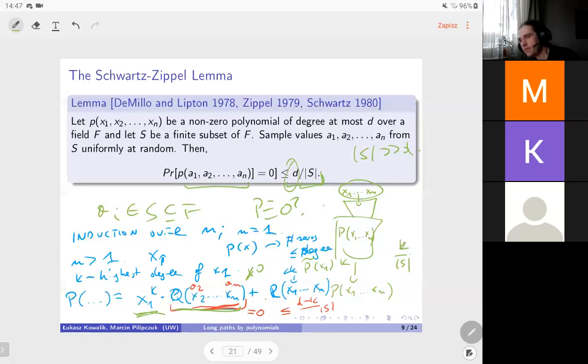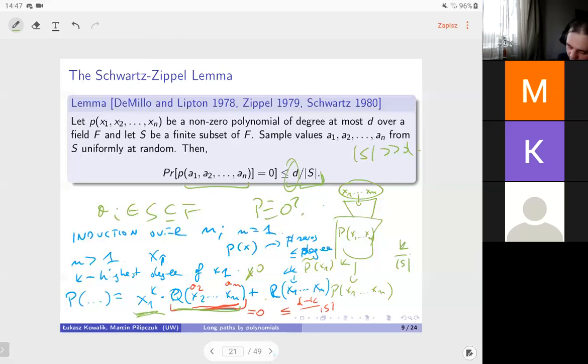You don't need to really understand this proof to understand the rest of this talk, but I wanted to present it just to have a complete picture of what we're doing. This is not very complicated. There's nothing scary or magic inside this lemma, but it says a very natural thing. If you have a complicated polynomial, but not a zero one, and you sample the values from a sufficiently large space of values for the arguments, you will get a non-zero value with high probability. And this is something we're going to use.